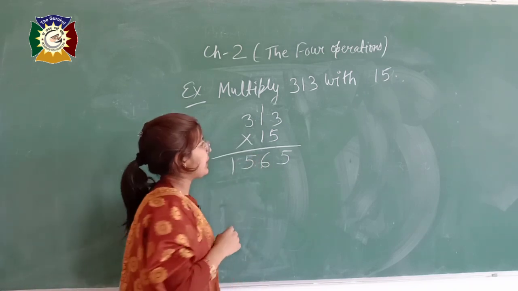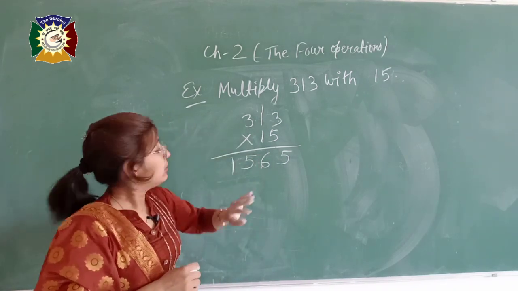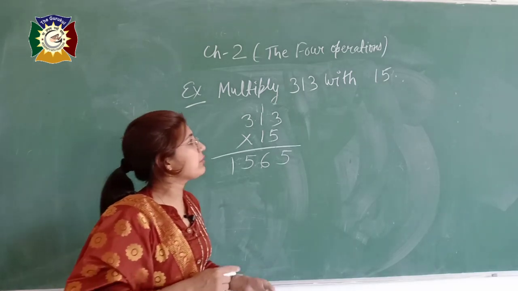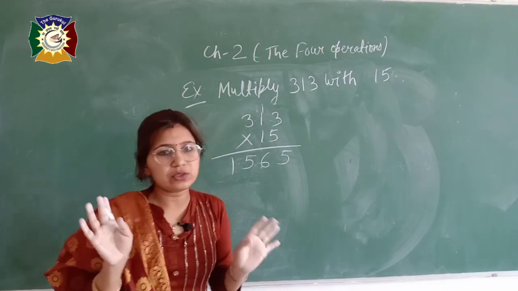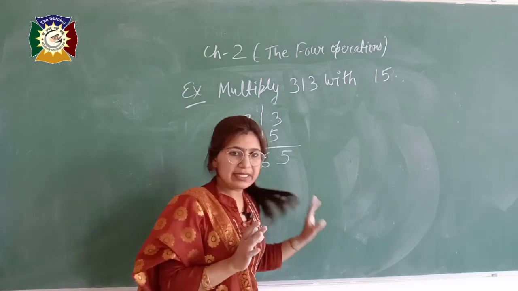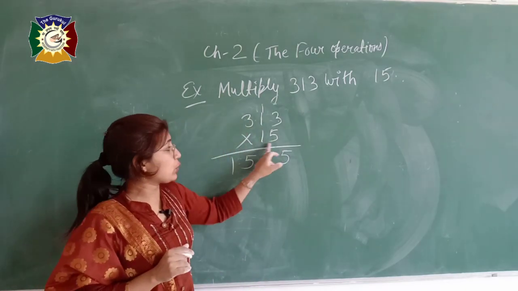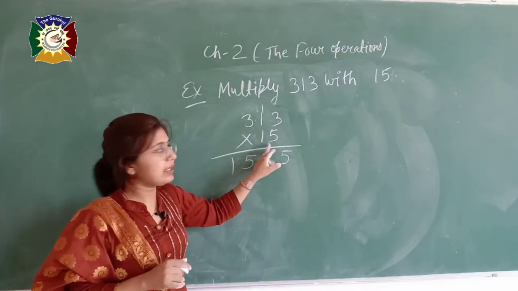Now boys, keep in your mind that when you are multiplying the given number with only one digit, then there is nothing to learn. You have to multiply simply like this. But what if there are two digits? Then how will you multiply?